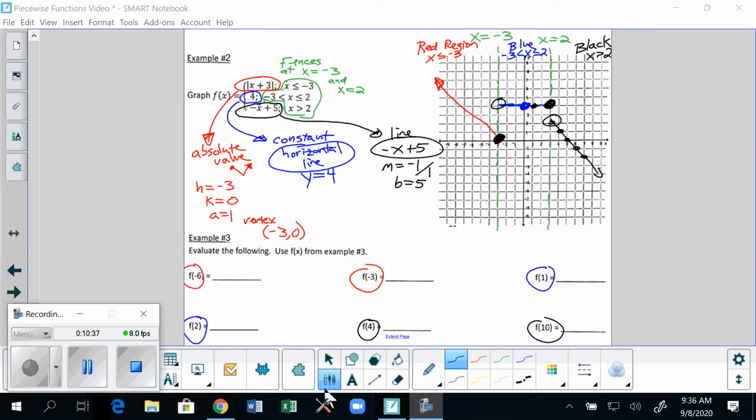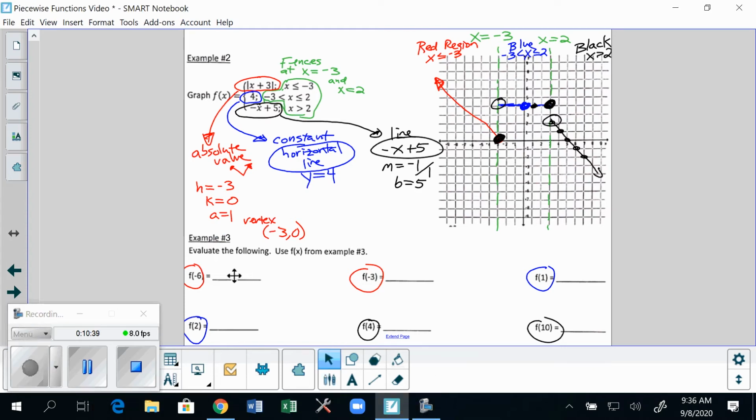Now, in example number 3, we are asked to actually evaluate this function at various points. So this means find f of -6 and f of -3. Well, I've already tried to color code this. Anytime you have an input value of x that's -3 or less, anytime x is less than or equal to -3, it's going to follow the red rule. So that's why I've put both of these in red.